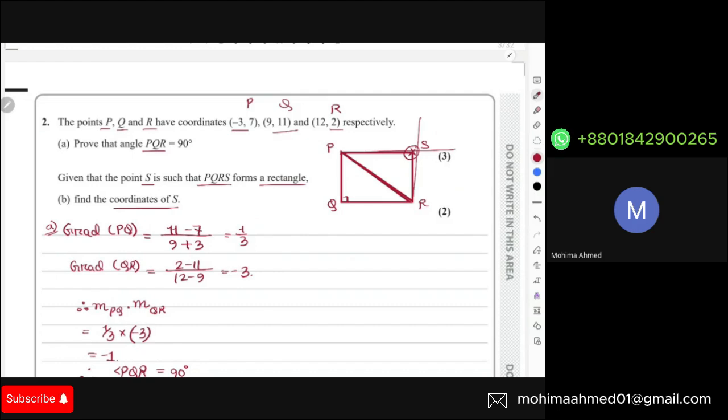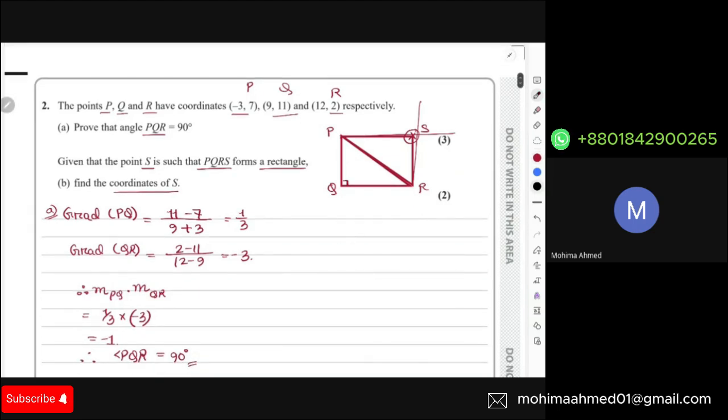If the gradient of PQ was 1 by 3, then I can easily write down the equation for RS. The equation for RS uses the gradient of PQ. So for the equation of RS over here, the gradient is going to be 1 by 3, and I can use any of the coordinates. For RS, I obviously have to use the coordinates of R, which are 12 and 2. So now, y minus 2 equals 1 by 3 times x minus 12. 12 divided by 3 ends up getting 4. So you have y equals 1 by 3 x minus 4 plus 2.